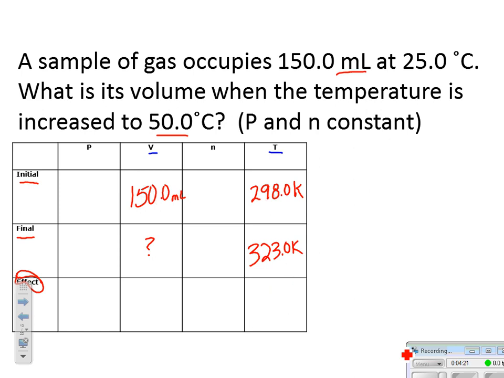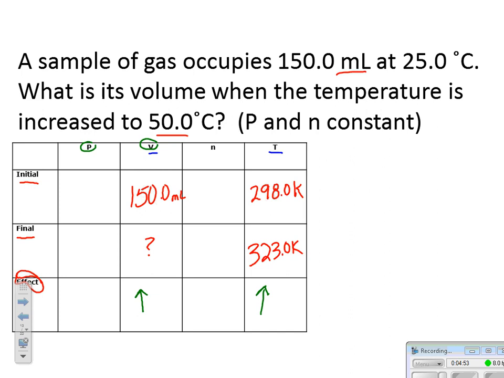Okay, so if we consider what's happening, what I want you to do is think through the changes. It says pressure and the amount of the gas are held constant. What's happening to the temperature? The temperature is increasing. So you need to think about what happens to volume when temperature is increasing. Pressure and volume are the only ones that are inverse, which means temperature and volume must be direct. So if the temperature increases, that means that the volume is going to increase.